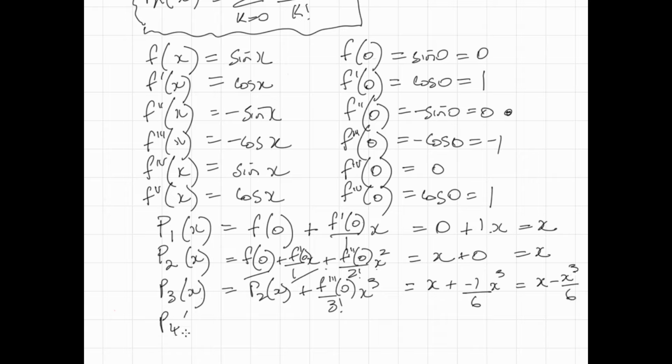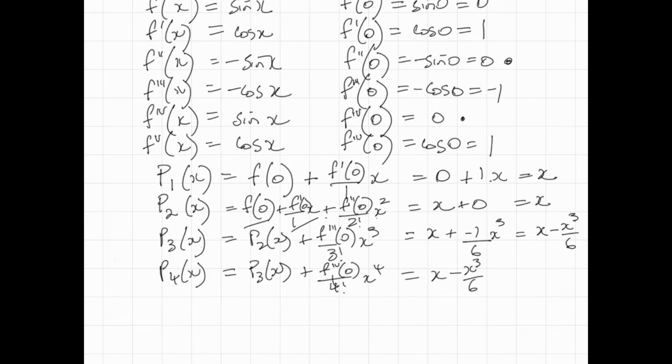The fourth order is equal to P3. So it'll be the third order plus the next term. And that'll be f, the fourth derivative with 0 in there, over 4 factorial x to the power of 4. And we get that there, so that term will be equal to 0, so it'll be just the same as the third order, and that'll be x minus x cubed on 6.